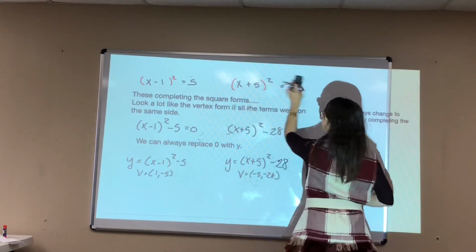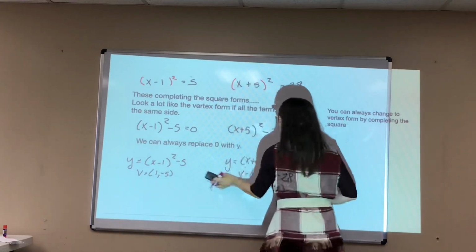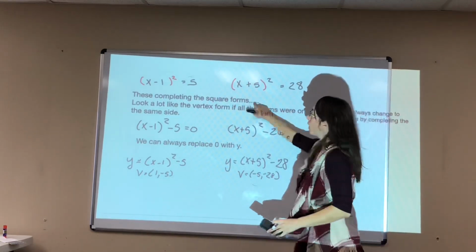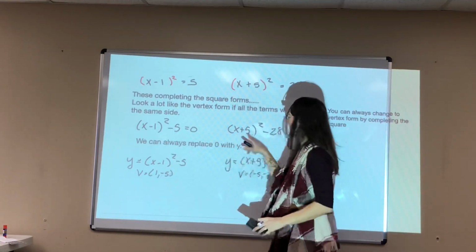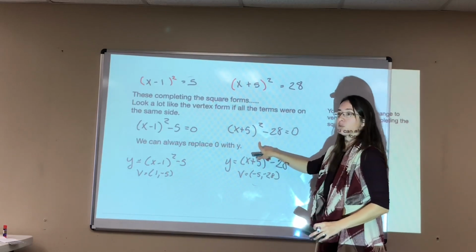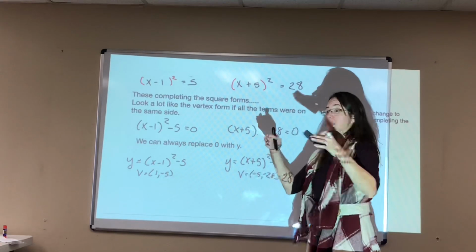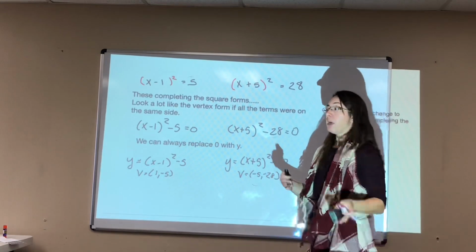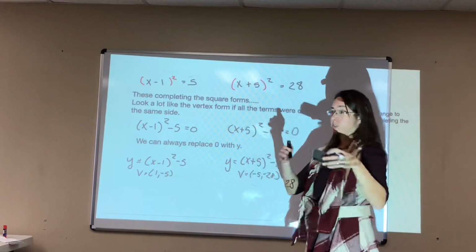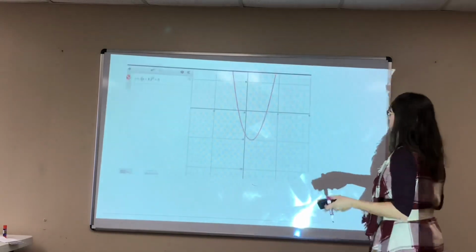All right. So this is what we see when we complete the square. It forces it into our vertex form. Right? So factoring forces it into our intercept form. Completing the square forces it into our vertex form. It depends on what we're looking for.